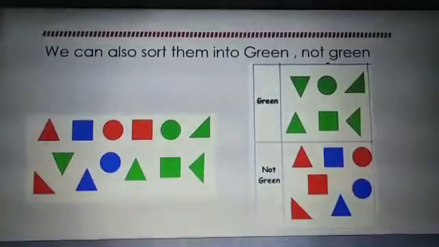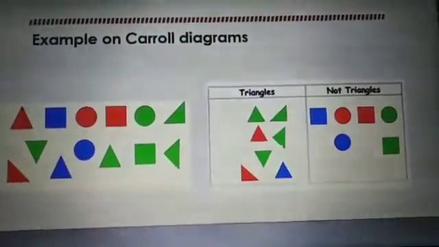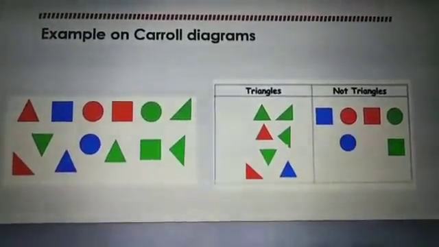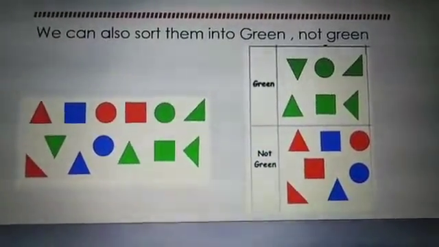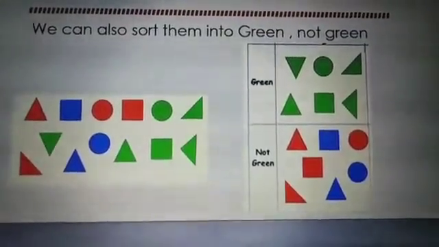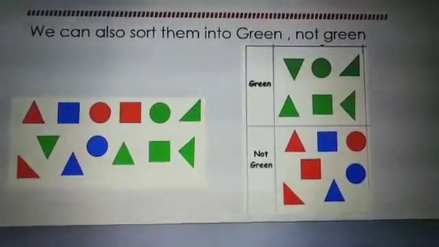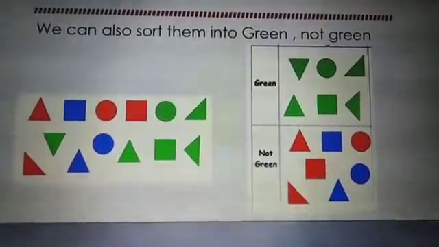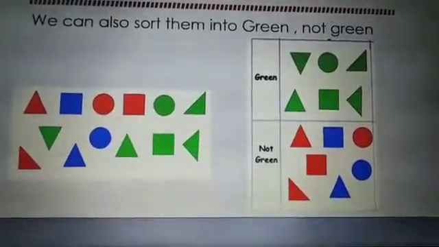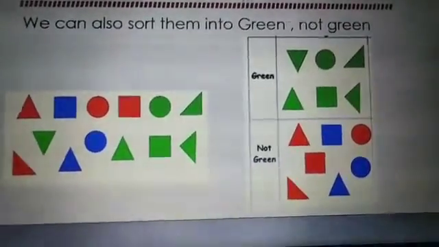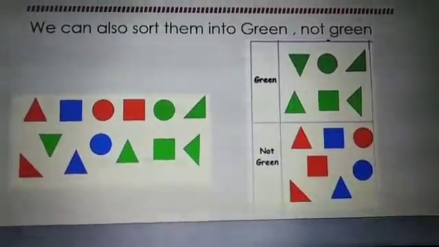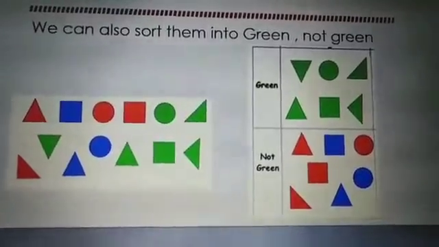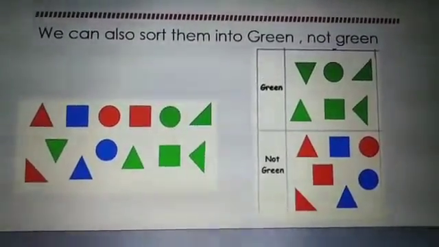In the first Carroll diagram, we divided the objects according to their shapes into triangles and not triangles. In the second Carroll diagram, we divided the same objects according to their colors this time into green and not green. Even in this type of Carroll diagram, we can do more examples. We can reorganize the same objects according to their colors using a different color. Like we can say red or not red, blue or not blue.